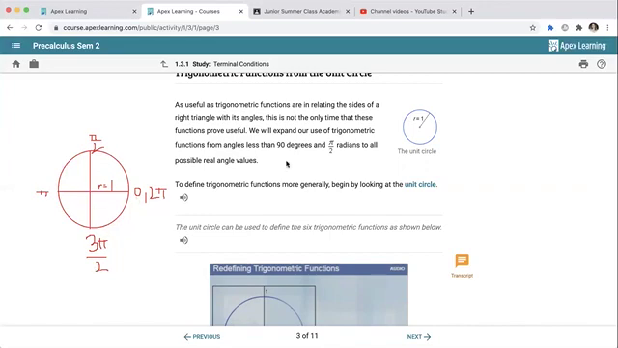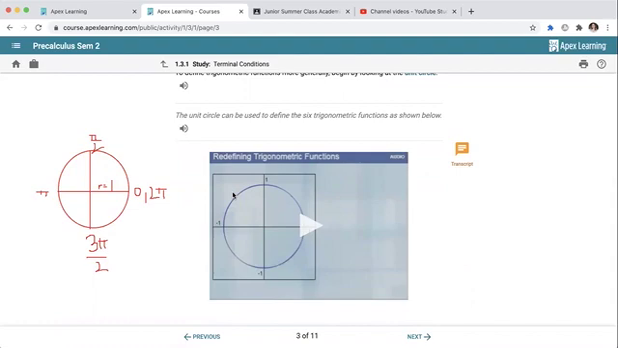So now what we're going to do is talk about and expand our knowledge here about what happens when we have angles between pi over 2 and this 0 pi, right? Or between 0 and 90 degrees. So we're going to look at this redefining trigonometric functions using our unit circle.